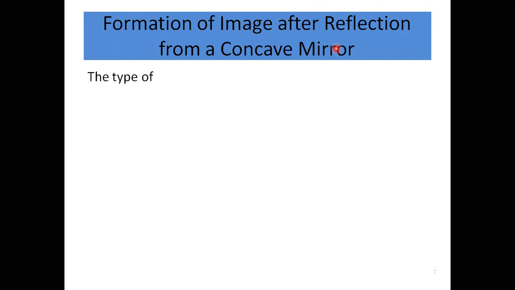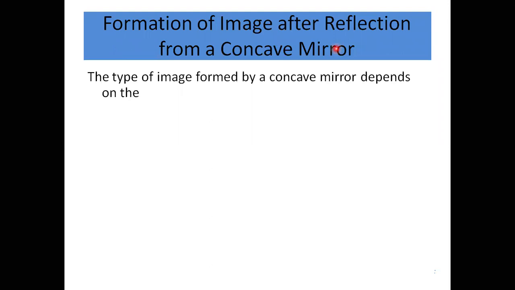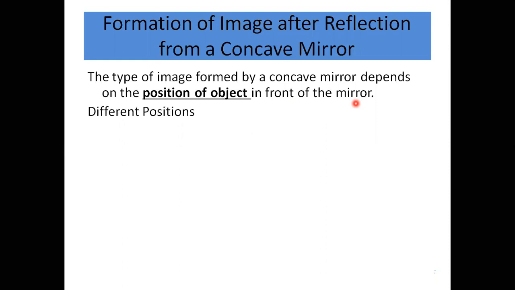For understanding that, we first have to understand that the type of image formed by a concave mirror depends upon the position of the object in front of the mirror. It means if the position of the object changes, the image formation will change also. So what are the different positions of the object in front of the concave mirror?